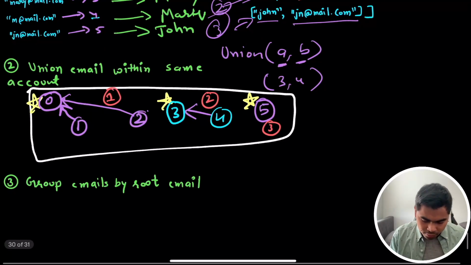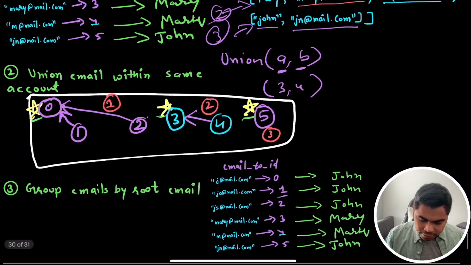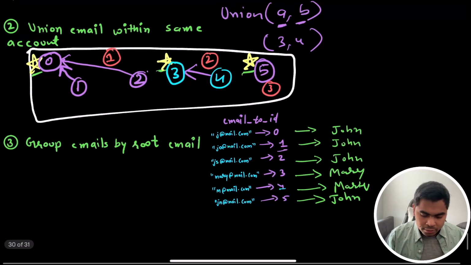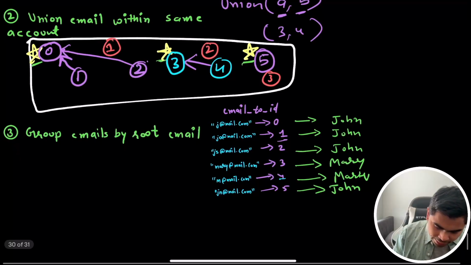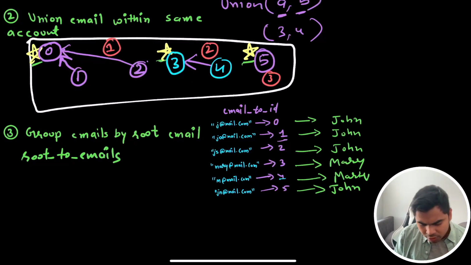So now let's move on to our third step, which is group emails by root mail. I have copied all the email to ID dictionary that contains all these unique email IDs. We have already unioned these email IDs that belong to basically the same account by our union find operation, by going through these different accounts, creating the base emails, and then just unioning them. So now let's create another dictionary. Let's call it root to emails, or parent to emails, whatsoever.